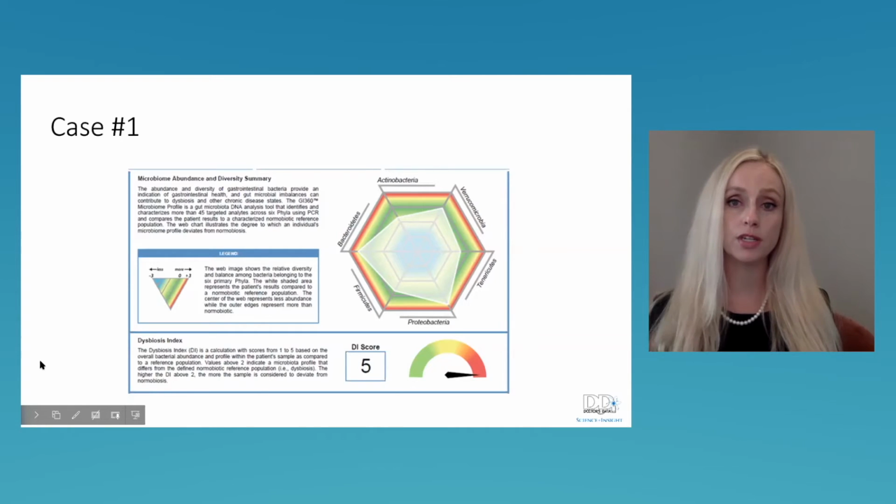We do see a disruption in diversity. So that's where we're going to start. There is a disruption in diversity for this patient.